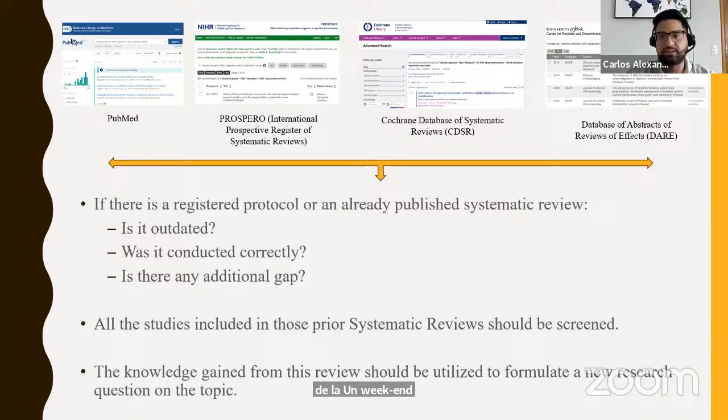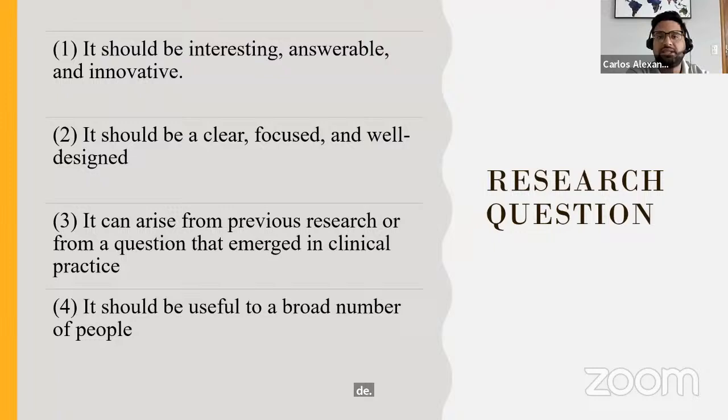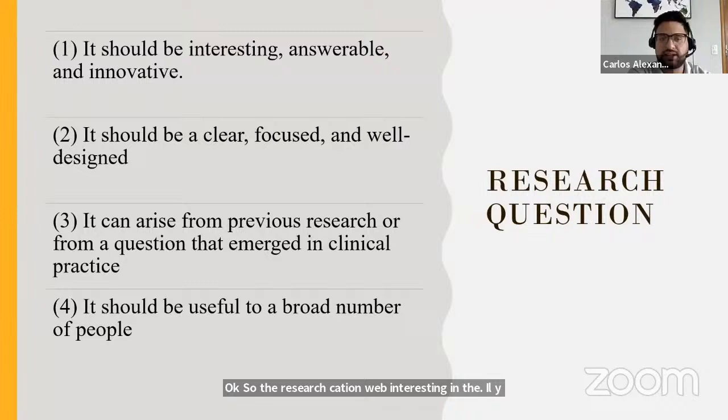Okay, so the research question should be interesting, answerable, and innovative. It should be clear, focused, and well-designed. It can arise from previous research, from clinical practice, or from a problem that you find in an environment. And of course, it should be useful for a broad number of people. It's very hard to publish something or to generate a systematic review in which the results would not be useful for the community.